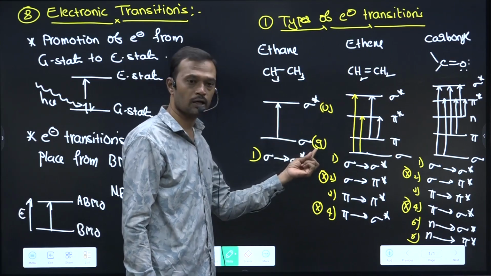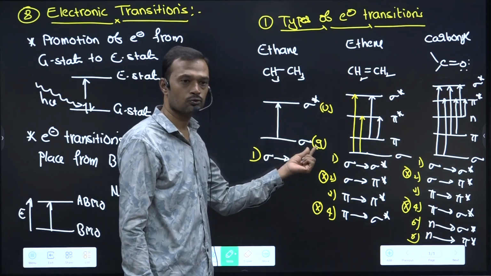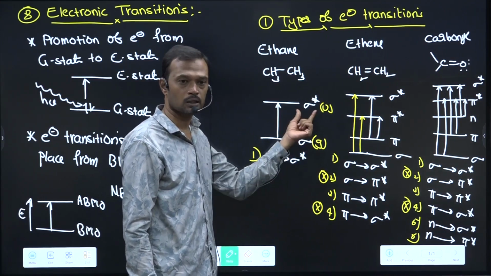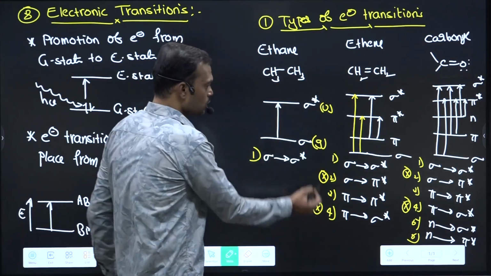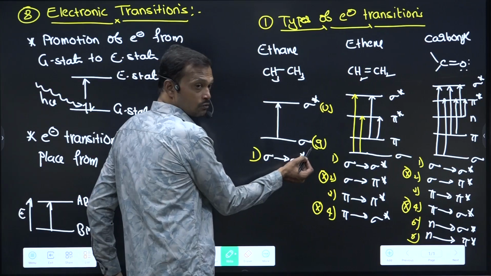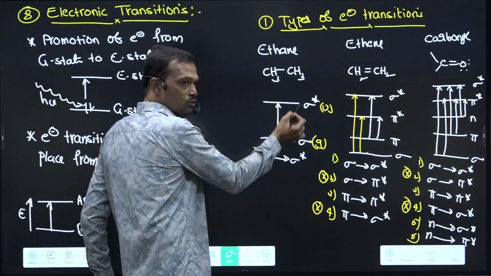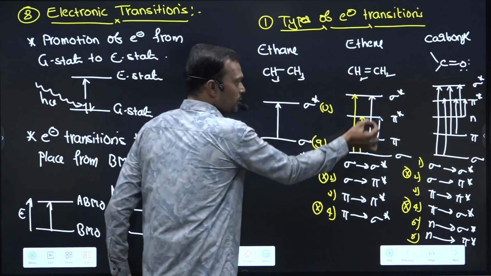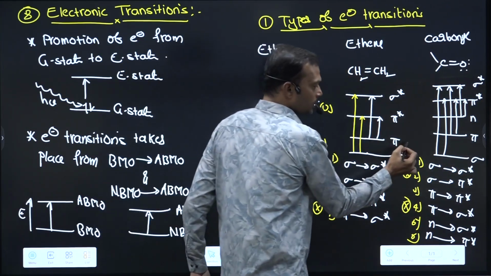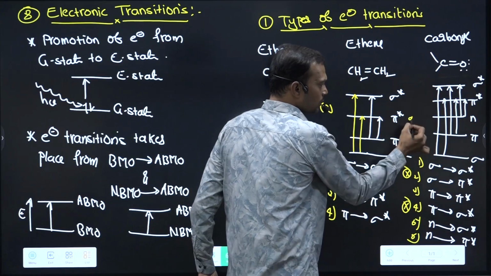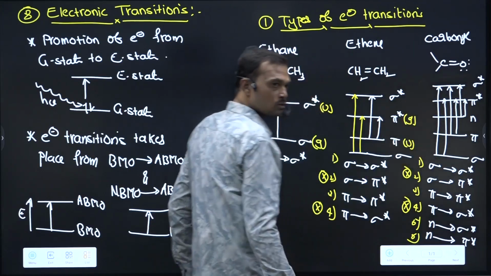So one having a center of symmetry and the other lacking a center of symmetry, then electronic transition is possible. So what is the meaning of gerade? Presence of center of symmetry. Ungerade means absence of center of symmetry. Now this molecular orbital has a center of symmetry and the other doesn't, that's why electronic transition is possible from sigma to sigma star. And even from pi to pi star is possible, because pi is ungerade, and pi star is gerade. Pi to pi star is possible.